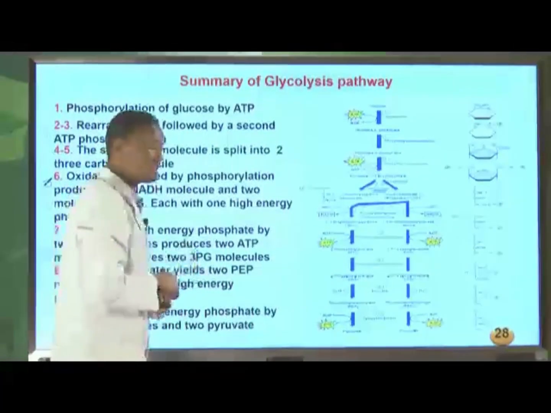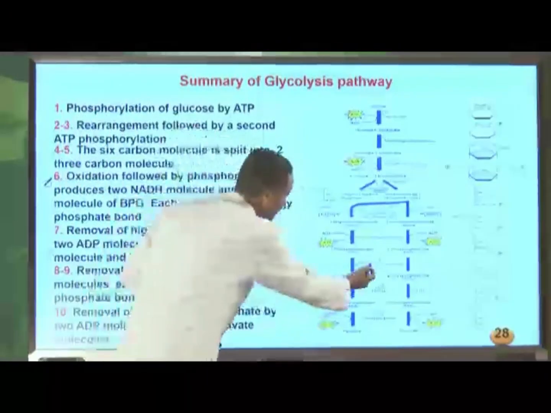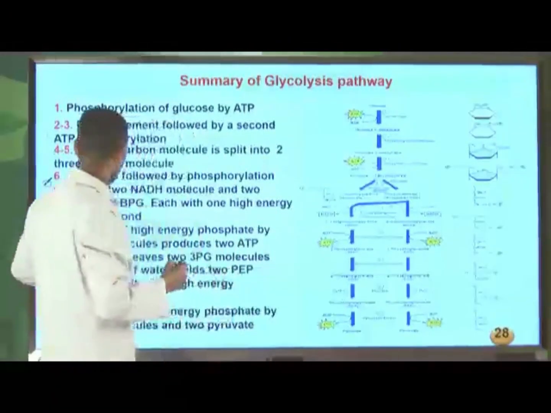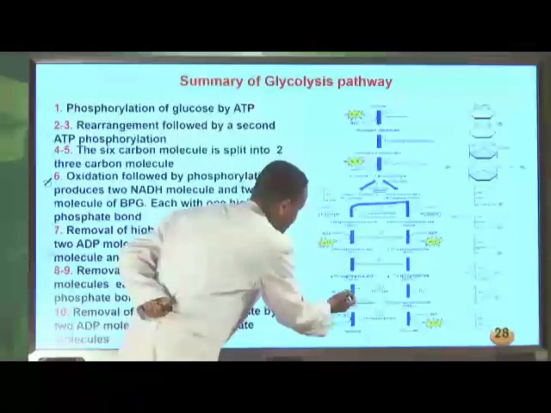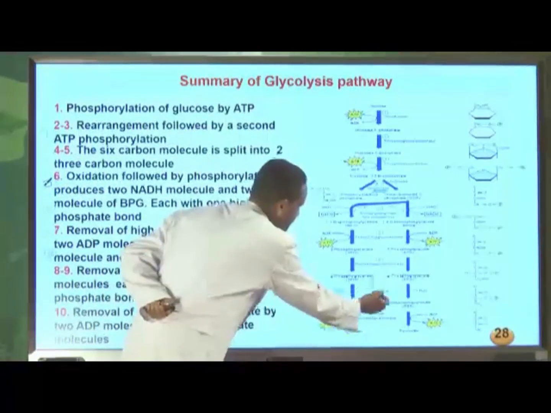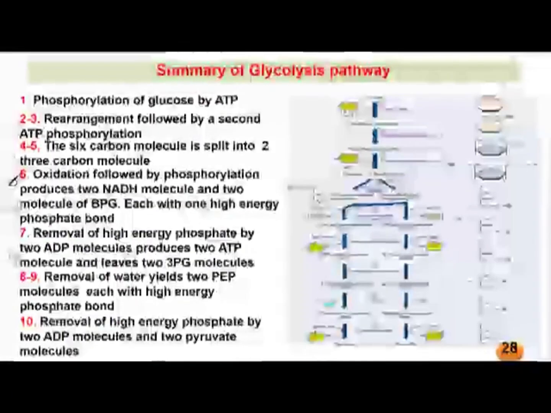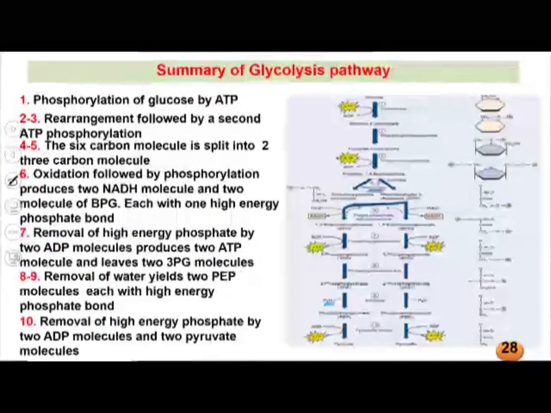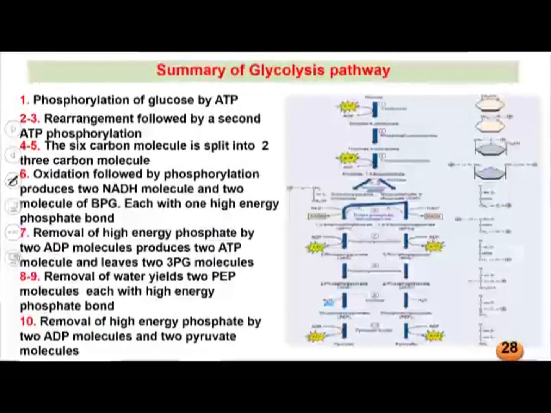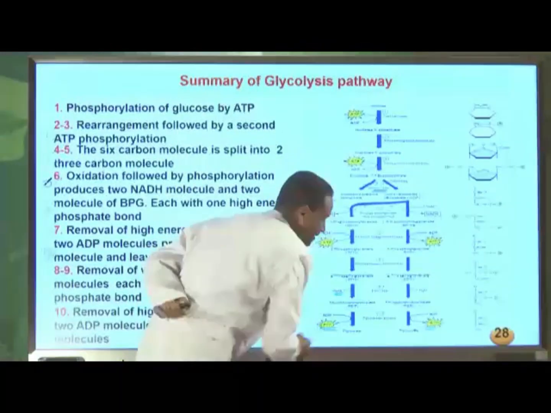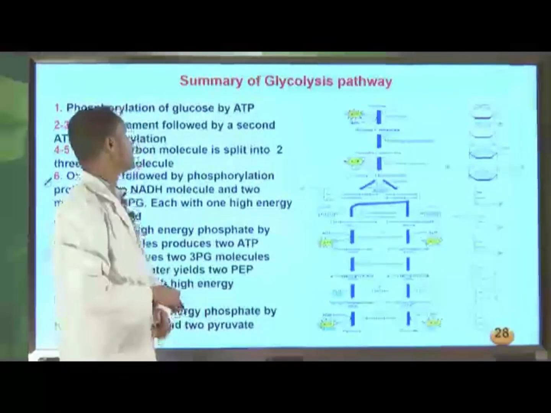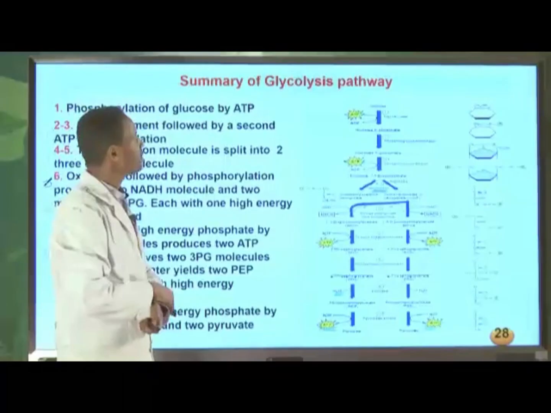Reactions 8 and 9, removal of water, which yields phosphoenolpyruvate. Here the water molecule is removed, facilitated by enolase, and phosphoenolpyruvate is produced. Then reaction 10, the removal of high energy phosphate by 2 ADP. As a result, 2 molecules of ATP are gained. This is the summary of the glycolysis pathway.